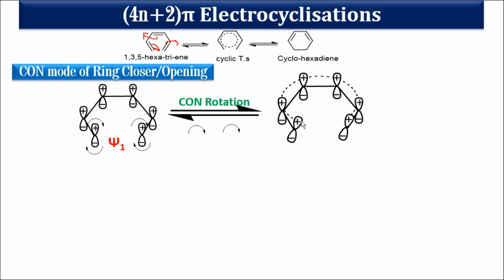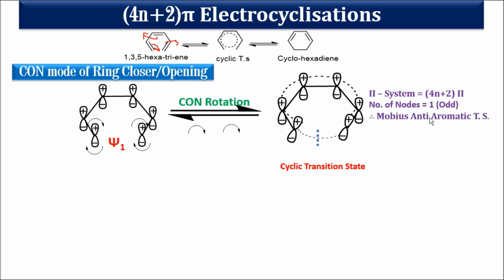Now after the rotation, you can observe this lobe is going to connect with this lobe. And you see the number of nodes. This is a cyclic transition state, and here you can observe one node is present here, because on the top side all lobes are plus. Here plus is going to connect with minus, therefore the system is a 4n plus 2 pi electron system, and the number of nodes is 1. When one node is present, that is called a Mobius system. And Mobius 4n plus 2 is anti-aromatic, that's why it is photochemically allowed. Conrotatory mode of rotation for 4n plus 2 pi electrocyclization is photochemically allowed.